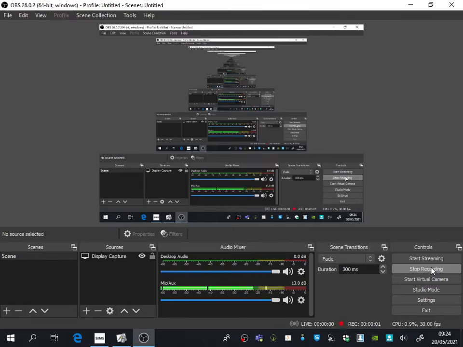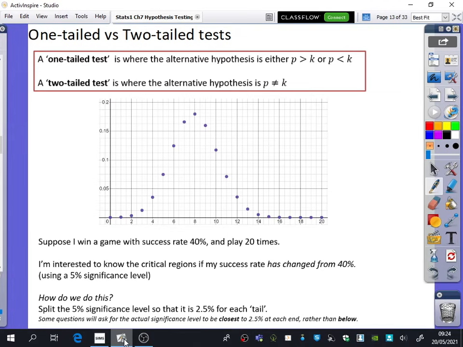Okay, so we want to talk now about some different kinds of tests that you might have. And these tests have funny names. We've got one-tailed tests and two-tailed tests. And the difference between these things is what I've written up in this red box at the top. So a one-tailed test is where the alternative hypothesis is either that P is greater than K or P is less than K. So a bit like when we were talking about the game at the beginning, it's saying we think that the probability of winning is higher than the thing that they told us, or we think the probability of winning is lower than the thing that they've told us.